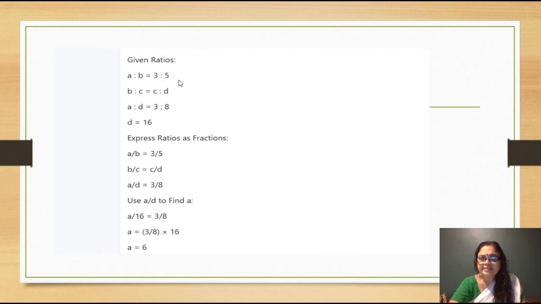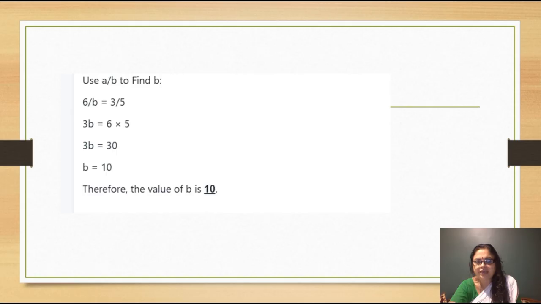A is to B is 3:5, B is to C is the same as C is to D, and A is to D is 3:8. The value of D is given as 16. So A by B will be 3/5, B by C will be C by D, A by D is 3/8. From this we can substitute the value of D. A by 16 will be 3/8, so A is equal to 6. So we have found out the value of A. Now to find B, 6 by B will be equal to 3/5. From this 3B is equal to 30 and B is equal to 10.